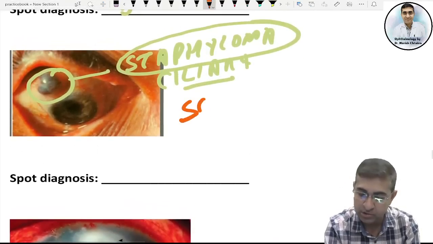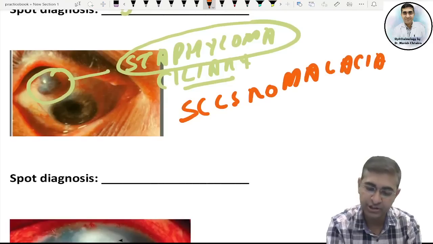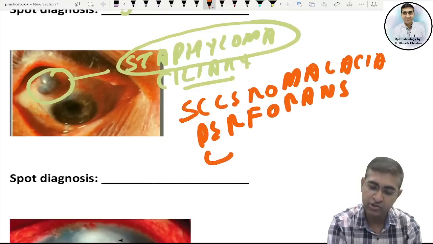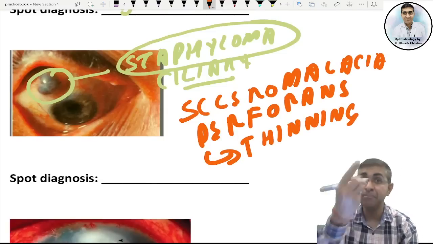I'll just write scleromalacia perforans. So there is just thinning of the sclera. Here there is bulging and thinning.